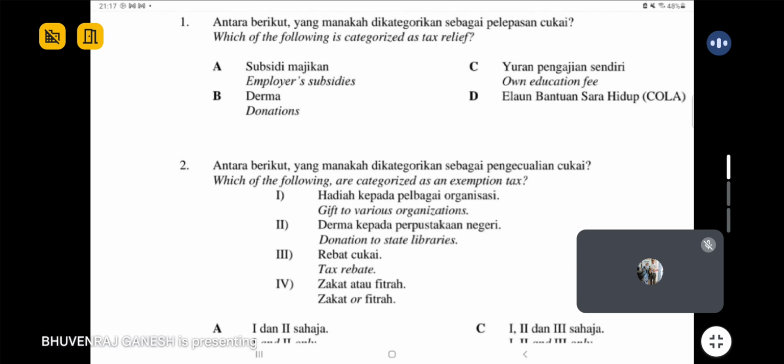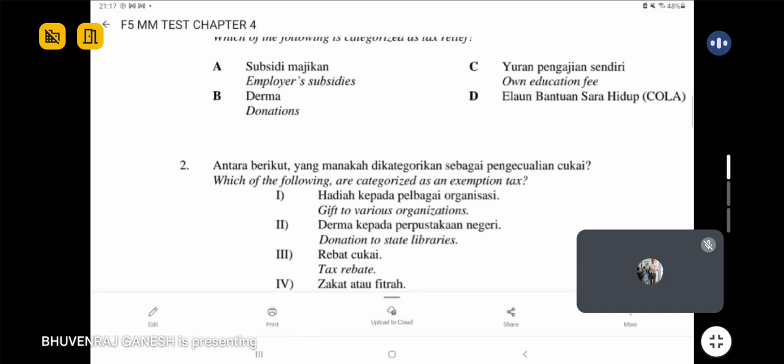Okay, so basically, tax relief, employer subsidy, definitely wrong. We never study that. Own education fee, definitely wrong also. We never study that. So actually, the most correct option, I also feel, is B. Okay, so the answer is B for this question.